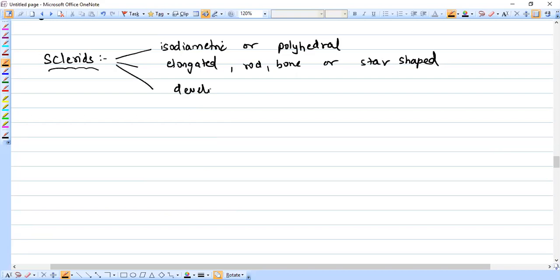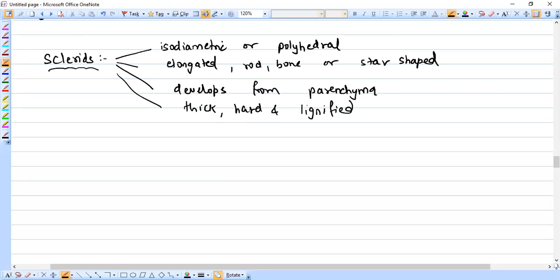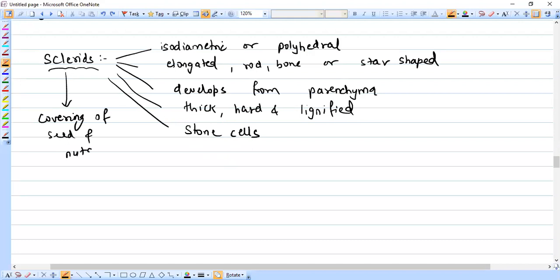From where do sclerids develop? They develop from parenchyma. The parenchyma cells, when they become dead, become sclerids. All these sclerids are thick, hard, and lignified. The covering of the mango seed is made of sclerids. And what is the other name for sclerids? Remember, sclerids are also called stone cells. Where are they found? They are present on the covering of seeds and nuts, whether it is groundnut or anything.